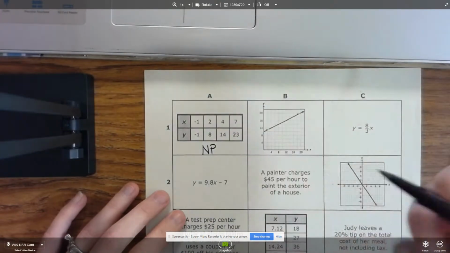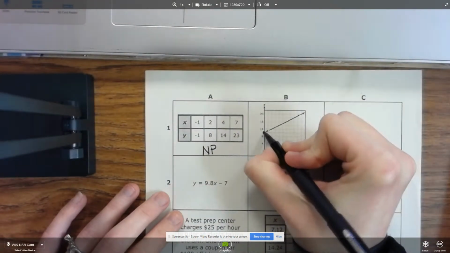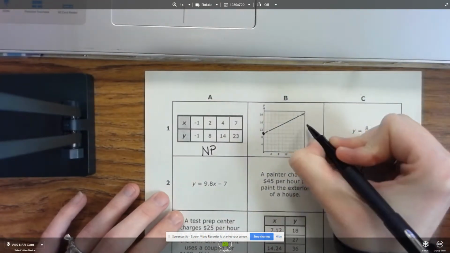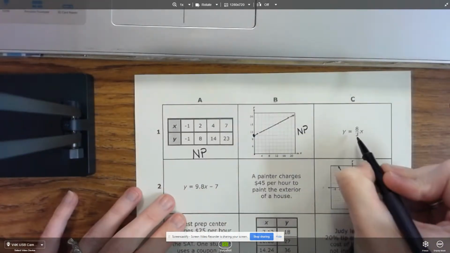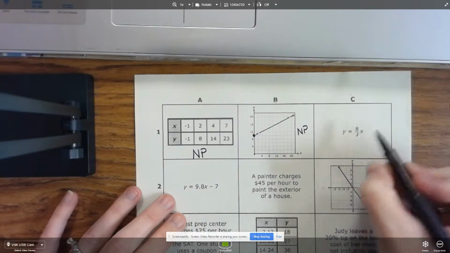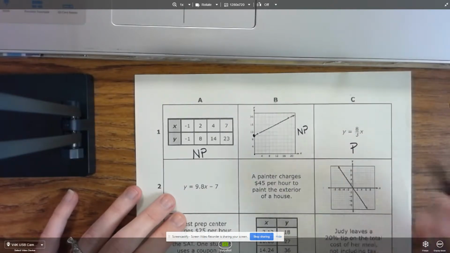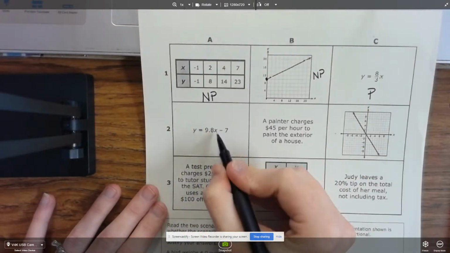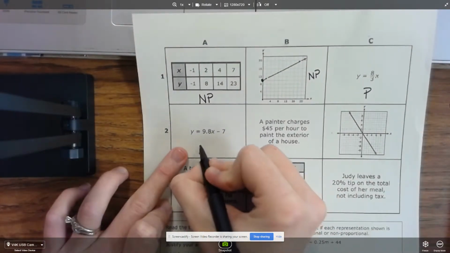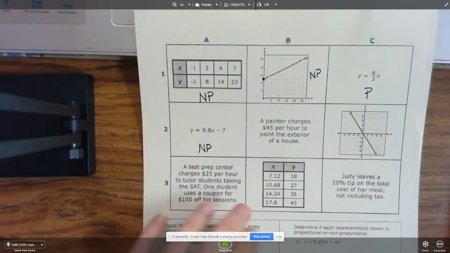If we look at this graph, it does not go through the origin. The origin is down here. So this one is not proportional. Now looking at this equation, there's nothing being added or subtracted to the end. So that one is proportional. On this equation, we do have a -7. So that means that this one is not proportional.